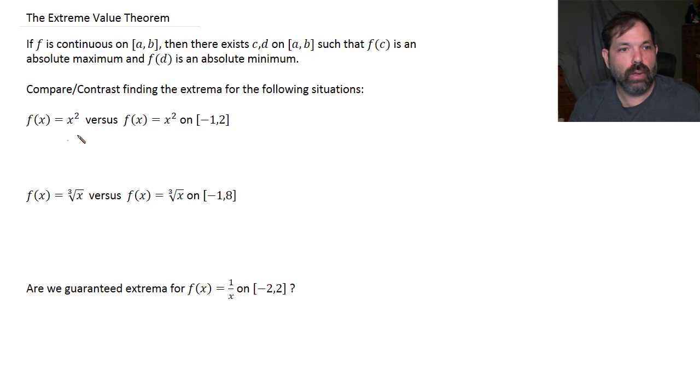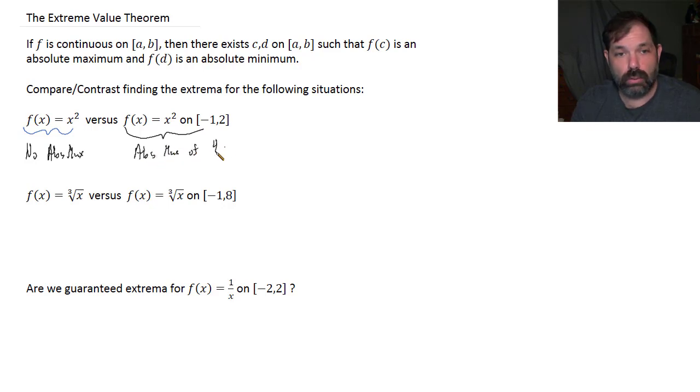And so that's what we saw here. If we just looked at the function x squared, this had no absolute maximum, but the function x squared on -1 to 2 had an absolute max of 4 when x was 2. It happened to occur at the endpoint. This did have an absolute minimum of 0, and this also had the same absolute minimum of 0.